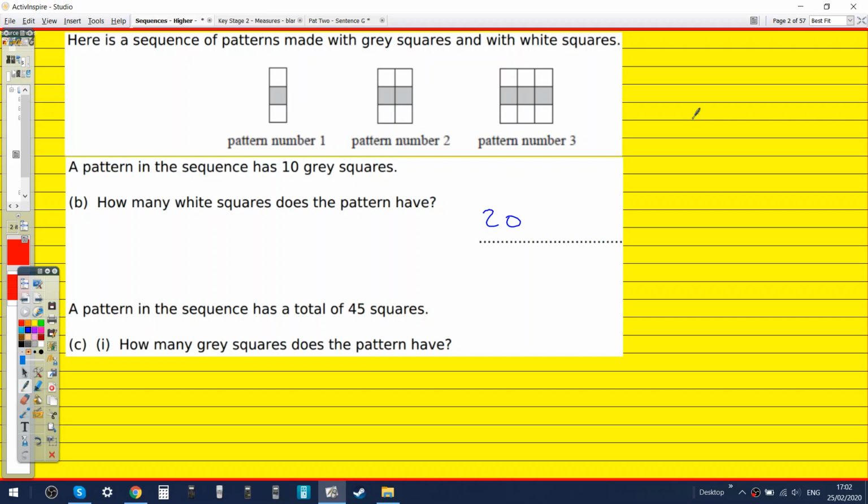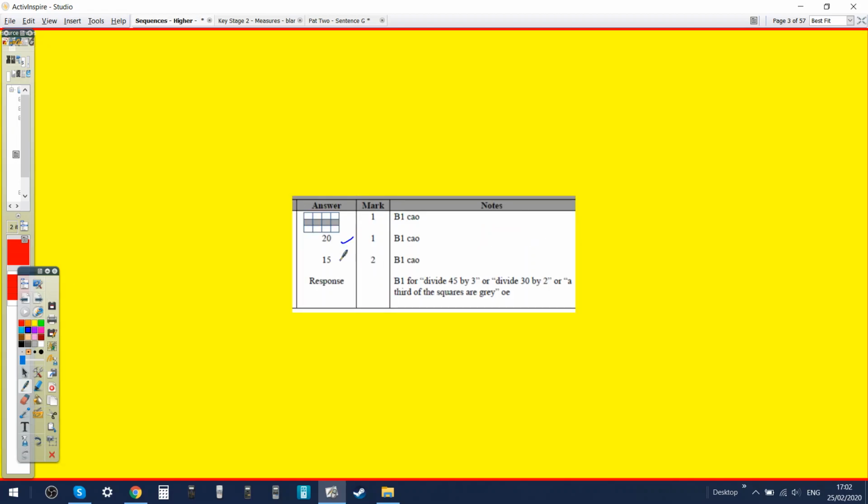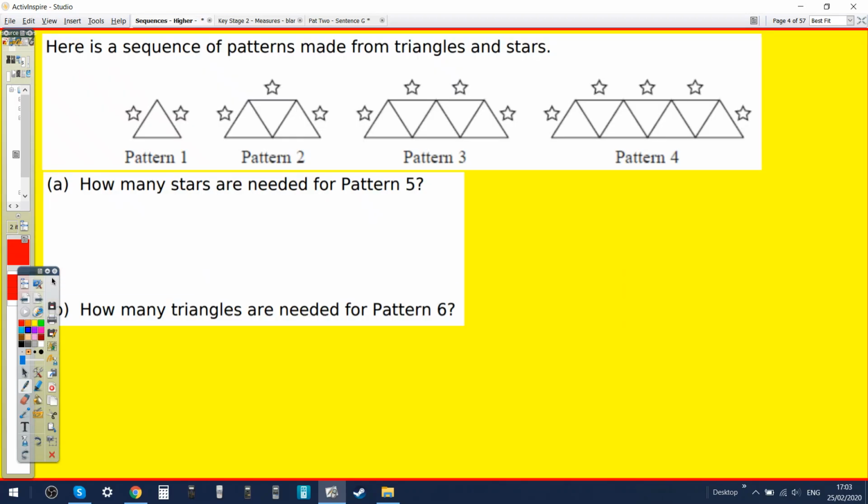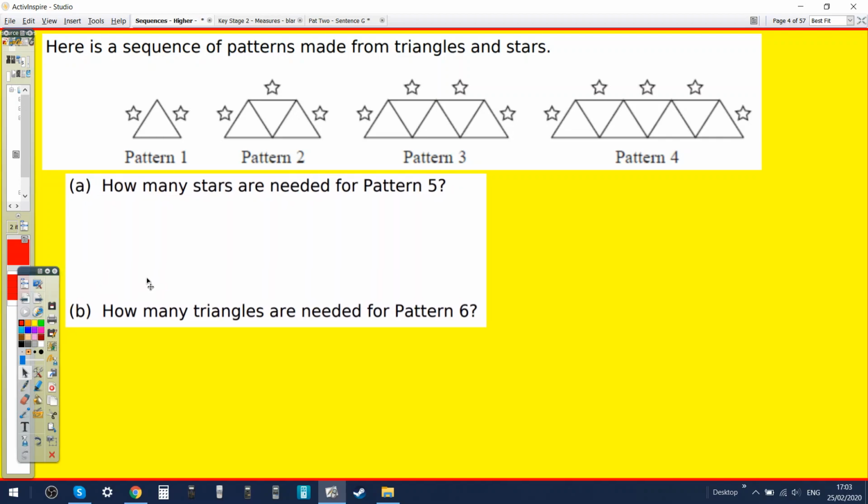So you have to do 45 divided by... not divided by 2. What fraction of the squares are grey? 1/3. So it's 45 divided by 3. Do you know what that is? 15. Well done. 20 and 15. Great. Yes. Okay. How about this one?